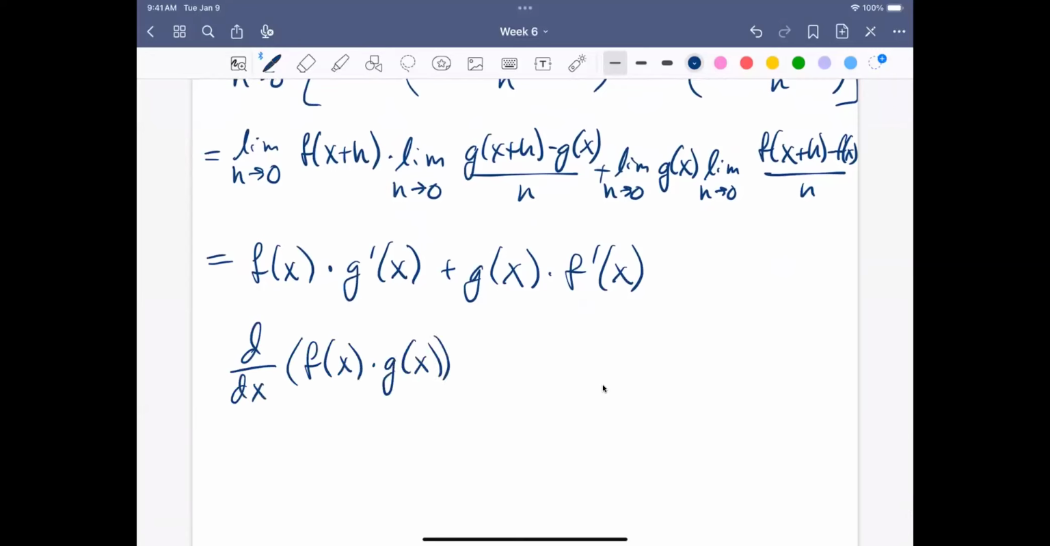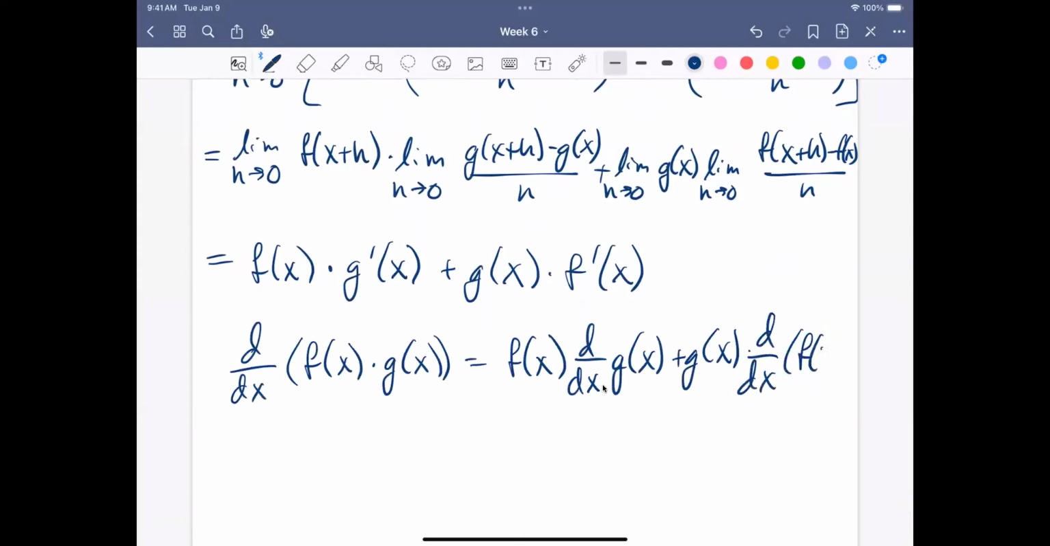Our final formula is the derivative of f of x times g of x is f of x times the derivative of g of x plus g of x times the derivative of f of x.